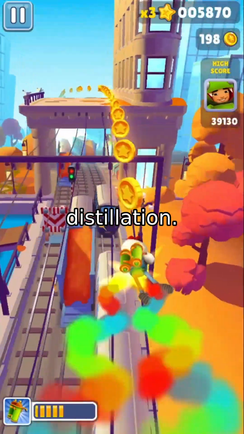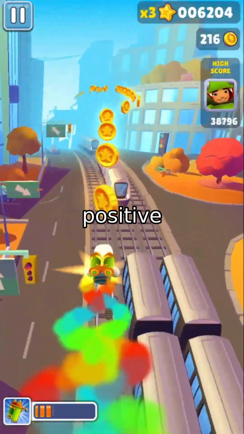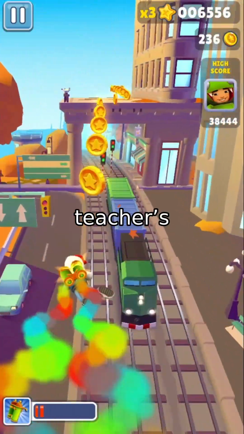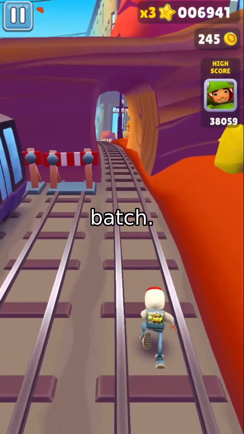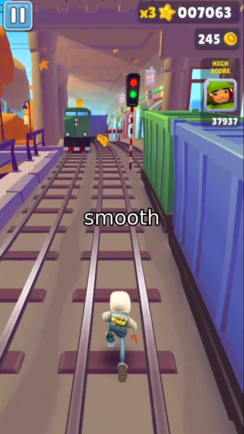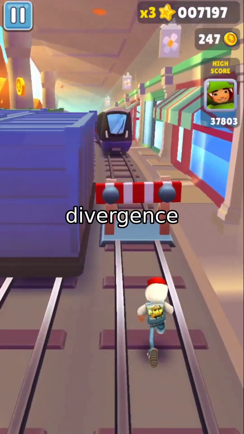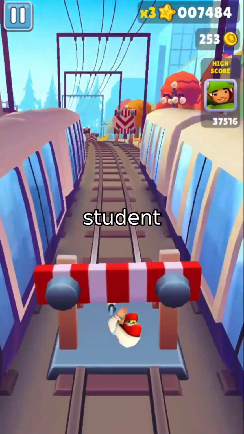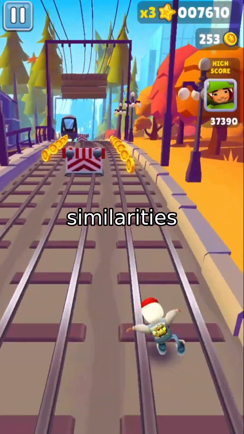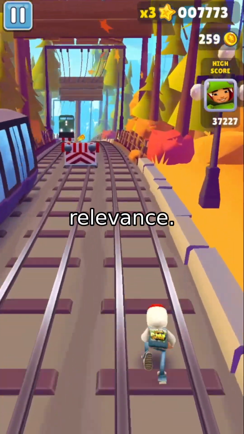Second is soft label distillation. Instead of just using hard positive or negative labels, we use the teacher's similarity scores to create a probability distribution over the entire batch. We apply a temperature scaling factor to smooth this distribution, then minimize the KL divergence between the teacher's distribution and the student's. This teaches the student to understand fine-grained relative similarities between documents, not just binary relevance.